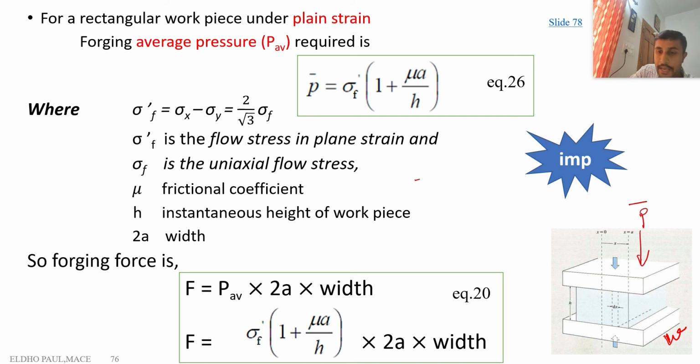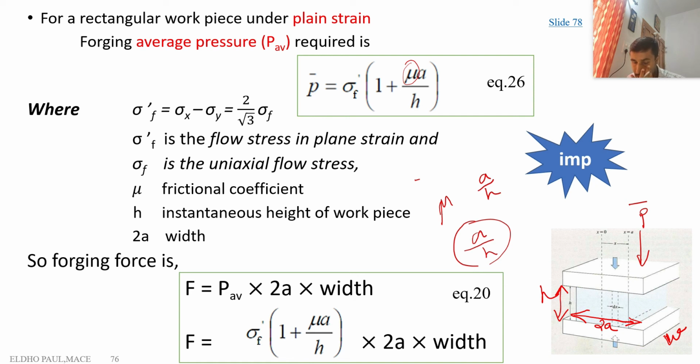Then 1 plus mu a by h. Mu is the coefficient of friction. What is a by h? Sorry, 2a is the length of the workpiece, so half of the length of the workpiece is a. h is the height of the workpiece. So we can say this a by h is an aspect ratio. This is called the aspect ratio of the workpiece.